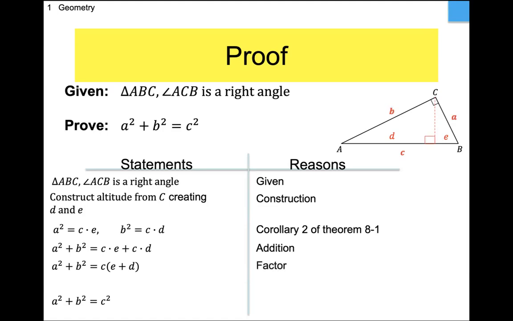Now look at what e and d are. E and d are the hypotenuse. E plus d is equal to c. So that means I can replace that e plus d in parentheses with another c. That's just substitution, right? Or you could say the segment addition postulate. Well, c times c is c squared, and we're done. I just multiplied c times c.